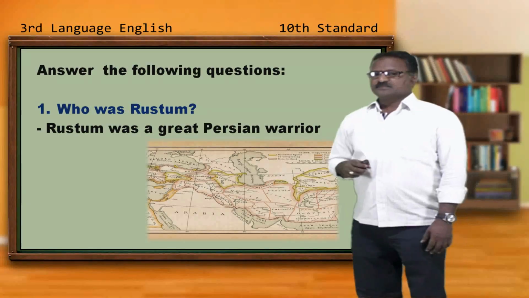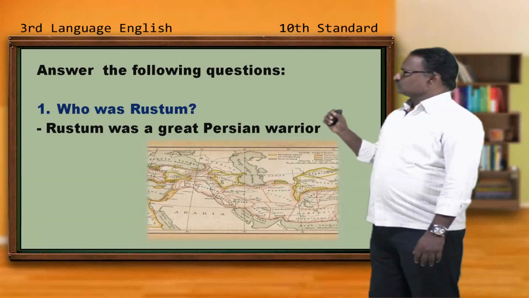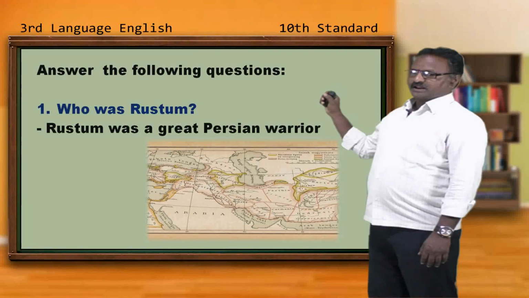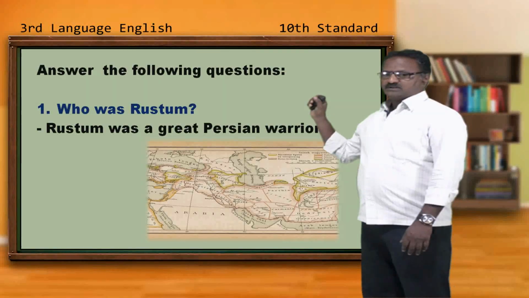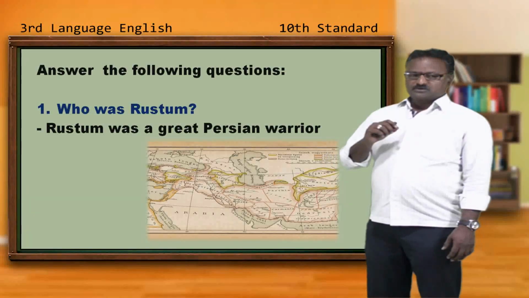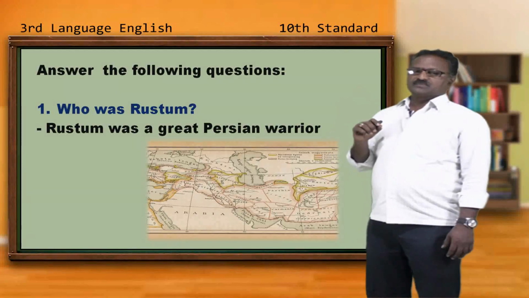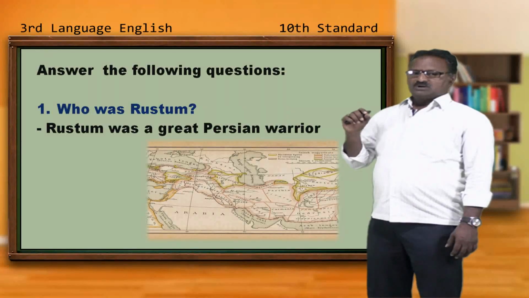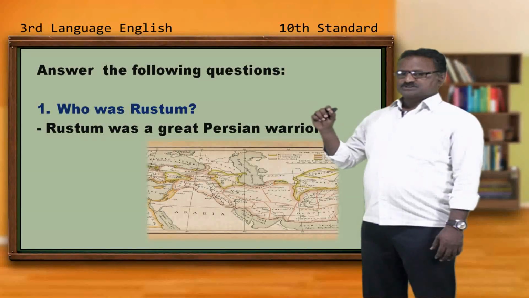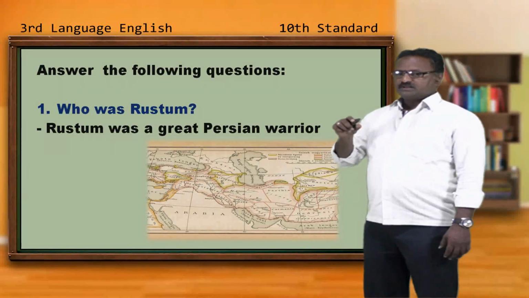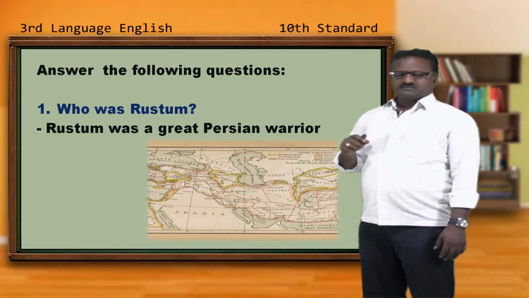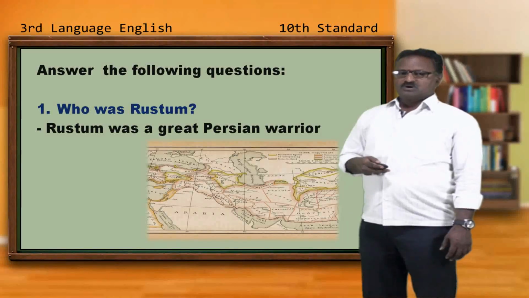First one, who was Rustum? Rustum was a great Persian warrior. Children, note down in your notebook the first question, who was Rustum? Rustum was a great Persian warrior. You can watch the small map of this Persia. Rustum was a great warrior of Persia.